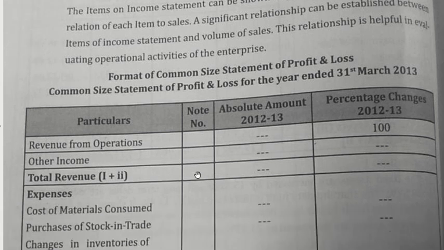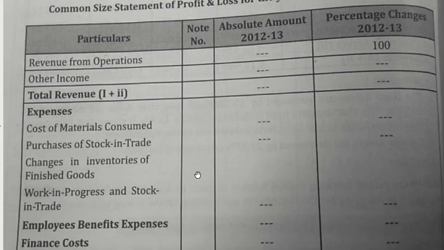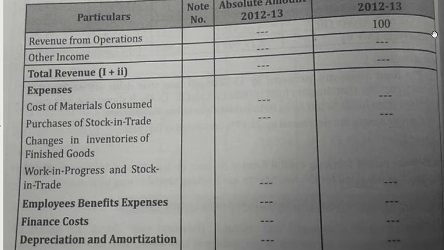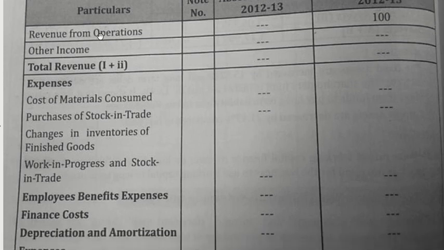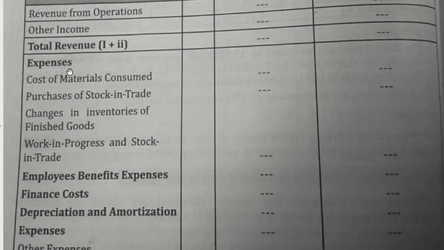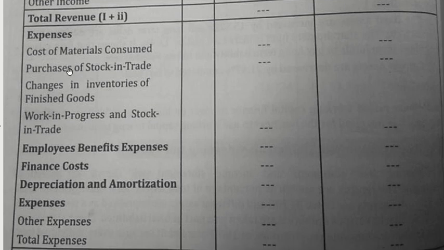The format of the common size statement of profit and loss account has four columns. One is the particulars column, the next is a working note, the next is your absolute amount, and the fourth column is your percentage. Revenue from operation is nothing but your sales, as I told you earlier. Every item will be shown as a percentage of revenue from operation, hence revenue from operation will be considered as 100%. Then your other incomes, and then your total revenue. In the last video I told you about each item, so let's not get into detail.